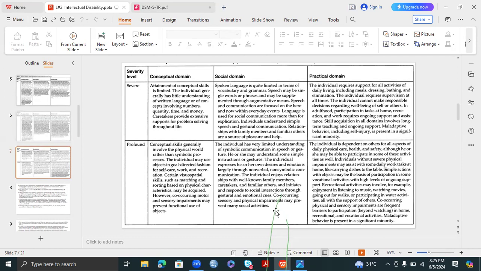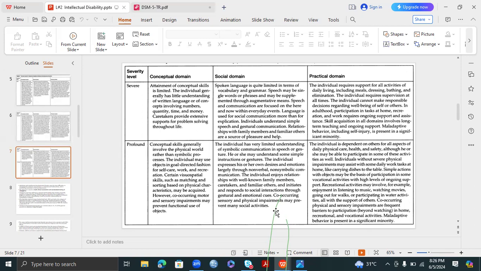So here comes the third severity level we will be talking about, and that is the severe level. And at this level, in the conceptual domain, the attainment of conceptual skills is very limited. All right. The individual having severe intellectual disability has a very limited version of communication skills, or you can say conceptual skills actually.